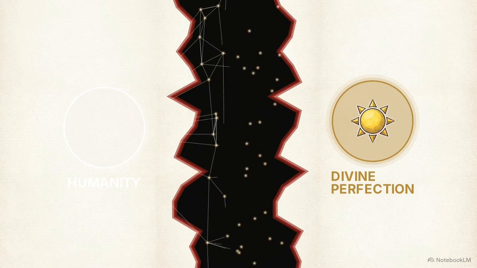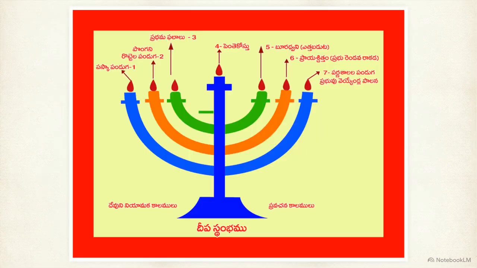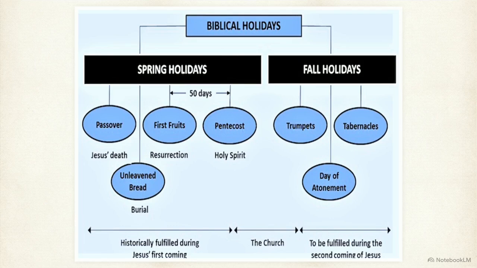Managing that gap and keeping the community alive required an incredibly rigorous physical system. This diagram maps out the ancient Israelite calendar. It is a highly engineered system of 7 annual feasts, designed specifically to address this separation. This flowchart breaks the calendar into 2 critical seasons. We see Passover anchoring the spring holidays, and the Day of Atonement, or Yom Kippur, anchoring the fall.